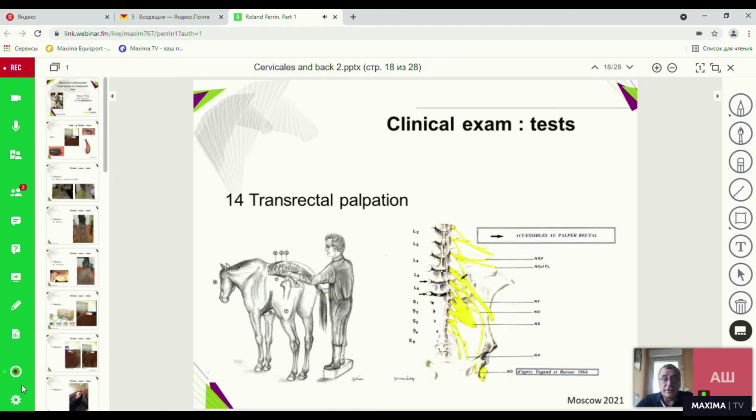You can use the transrectal palpation to palpate the psoas and to palpate the emergence of the nerves of the lumbosacral area. It is a very useful test, not easy to do, but very useful. And not a lot of people use this test. People use it to do ultrasonography, but not to find the pain. For me, it's very surprising.